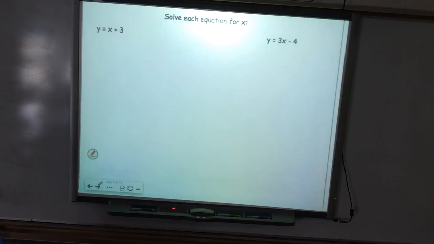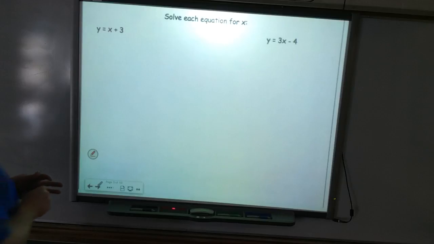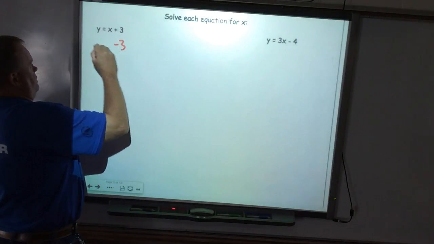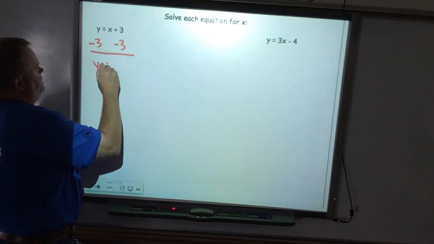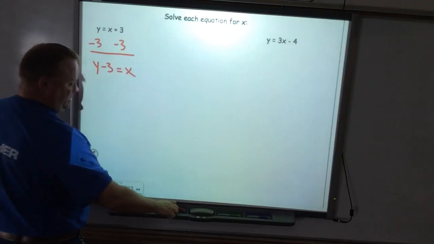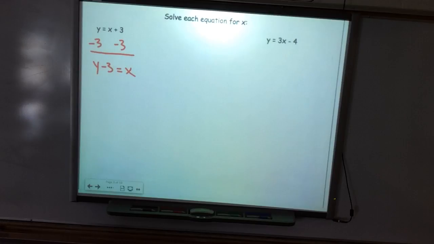First one, solve each equation for x, meaning I want to get x by itself. In the first one, y equals x plus 3. Well, that x is not by itself. It's attached to the 3 by addition. I want to not have it attached to the 3 by addition, so I must subtract 3. And what I do to one side of the equation, I must do to the other, so this becomes y minus 3 equals x. Well, that x is by itself, and so I've done what it's asked me to do.